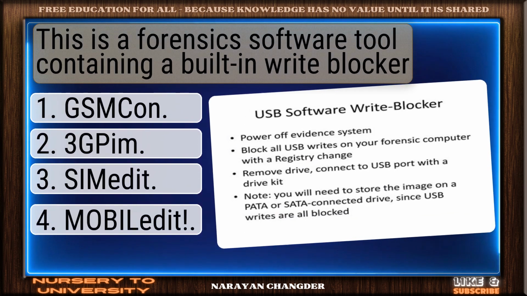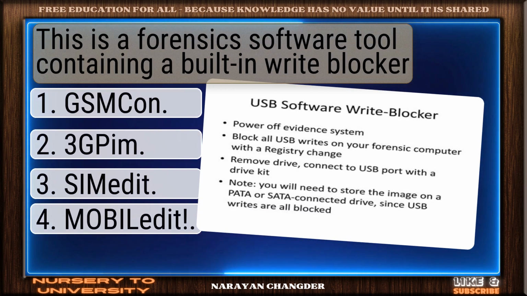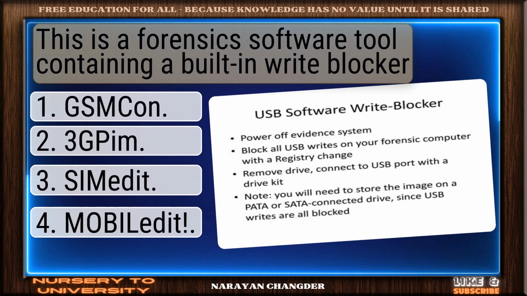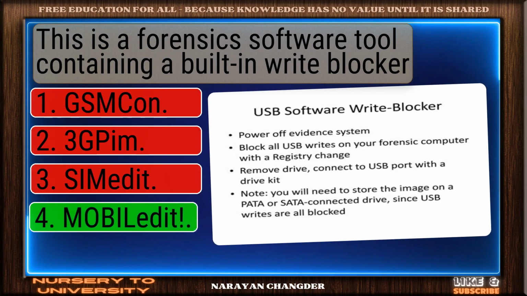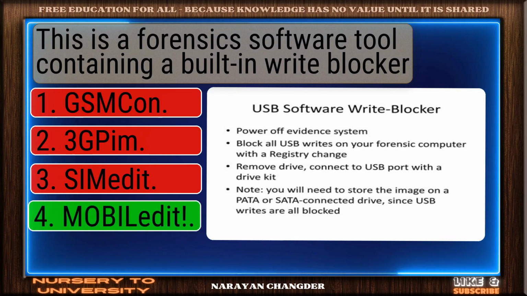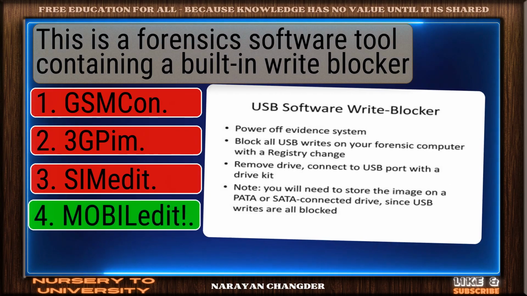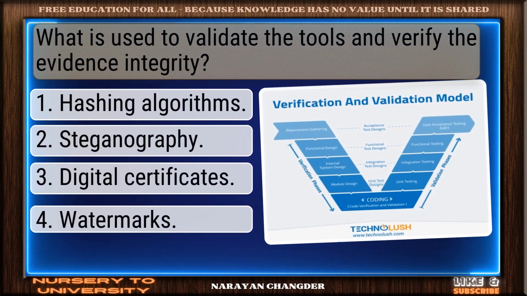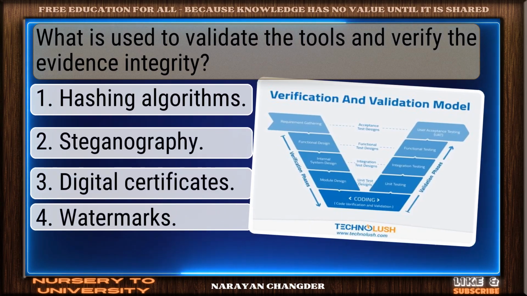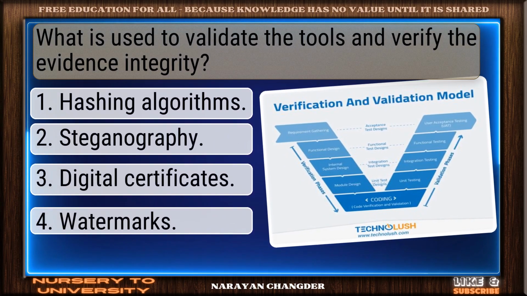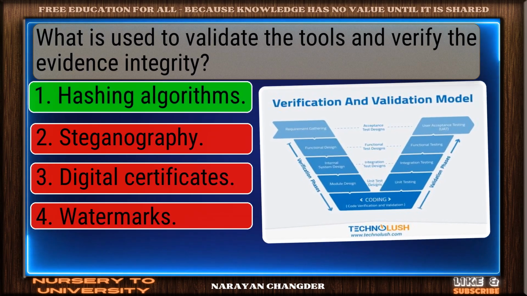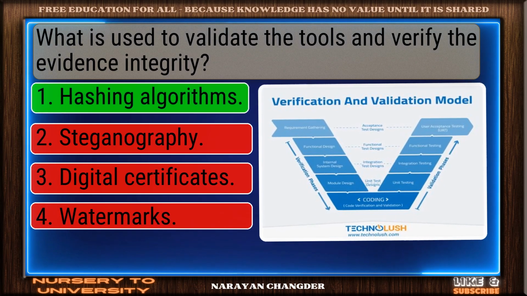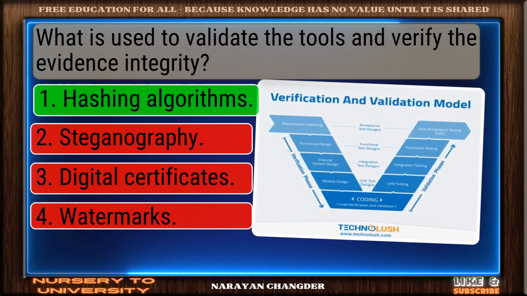Question number 54. This is a forensic software tool containing a built-in write blocker. Right choice. MobilEdit is the best answer. Question number 55. What is used to validate the tools and verify the evidence integrity? Great job! Hashing algorithms is the accurate answer.